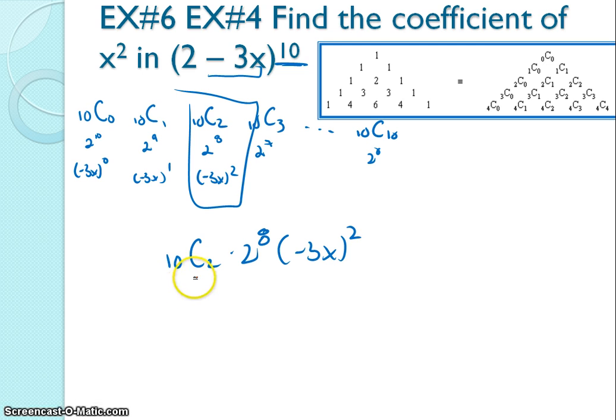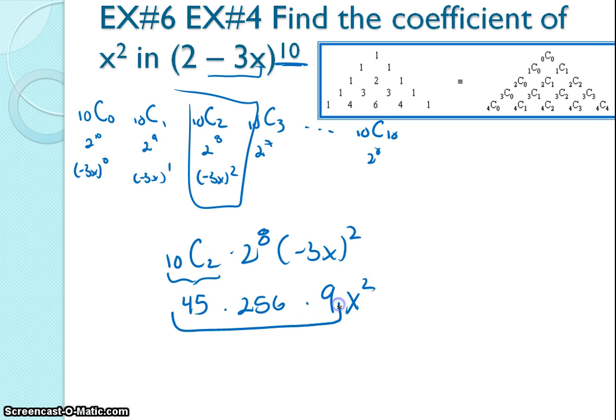Multiply all of this out. 10 choose 2 is 45. You can expand it out just like we have. 2 to the 8th is 256. Negative 3 squared is 9x squared. The coefficient is those numbers. We multiply it out, 103,680, and that is your answer.